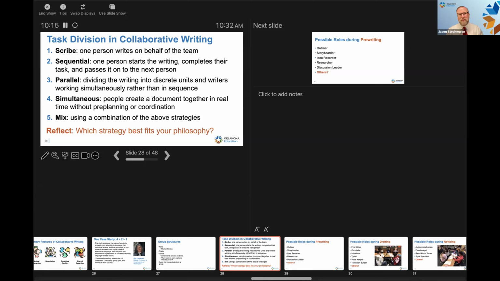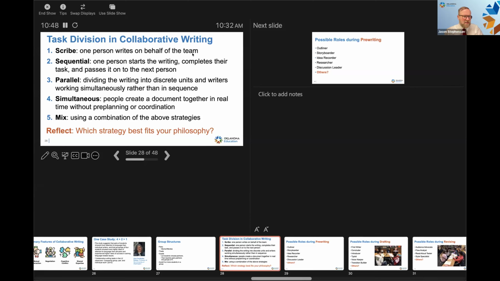And then finally, simultaneous writing, where everyone is in the same document at once. There's not really pre-planning or coordination of who's doing what, just everyone's doing something. Sounds super chaotic. That doesn't appeal to my personality at all, but maybe for certain groups of students, a simultaneous approach would work for them. And then the fifth approach is a bit of a cheat, but it's using a combination of any of the above strategies.